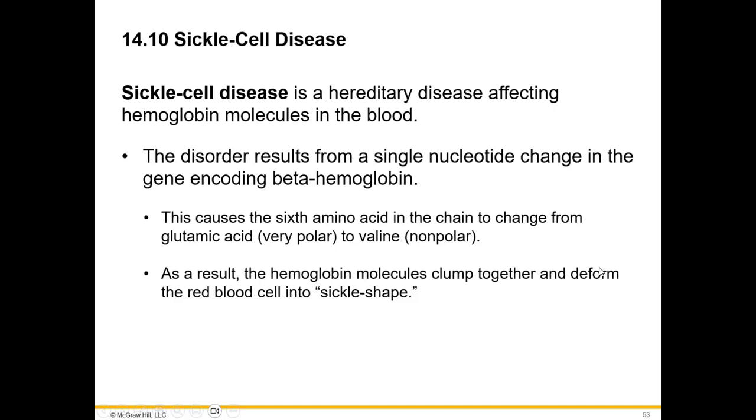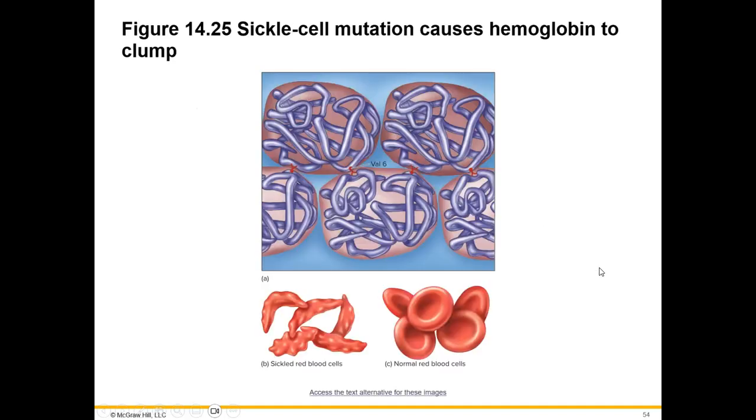We discussed sickle cell disease, which is a hereditary disease affecting hemoglobin in the blood. This disorder results from a single nucleotide change in the gene that encodes beta hemoglobin. It's basically going to change that 6th amino acid in the chain from a very polar glutamic acid to valine, which is nonpolar. As a result of that, the hemoglobin molecules are going to clump together and deform the red blood cell into a sickle shape, like we see here. Here's that sickle shape. So, as a result, our red blood cells are not going to be able to carry as much oxygen, and now we have red blood cells that are very likely to form clots.